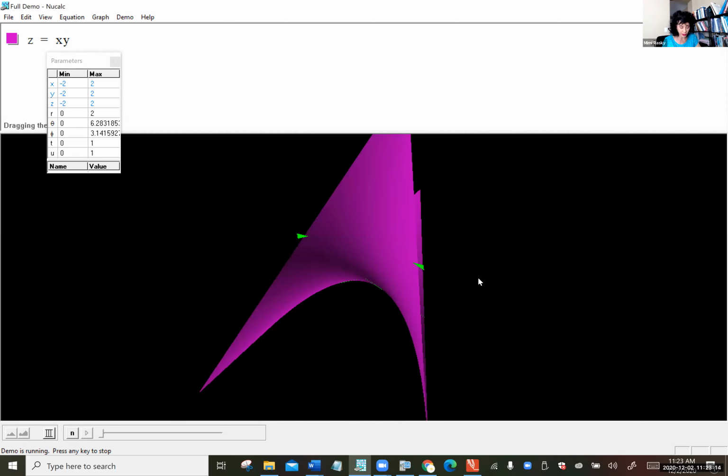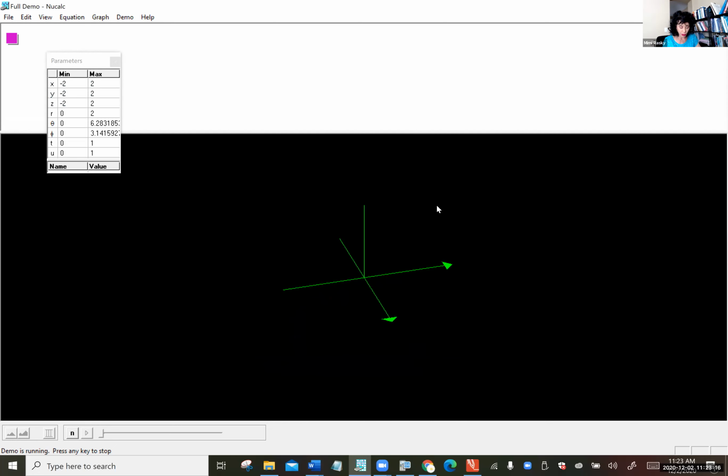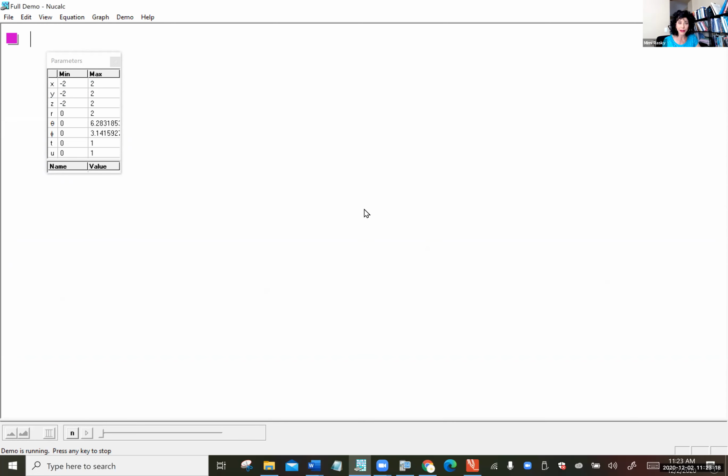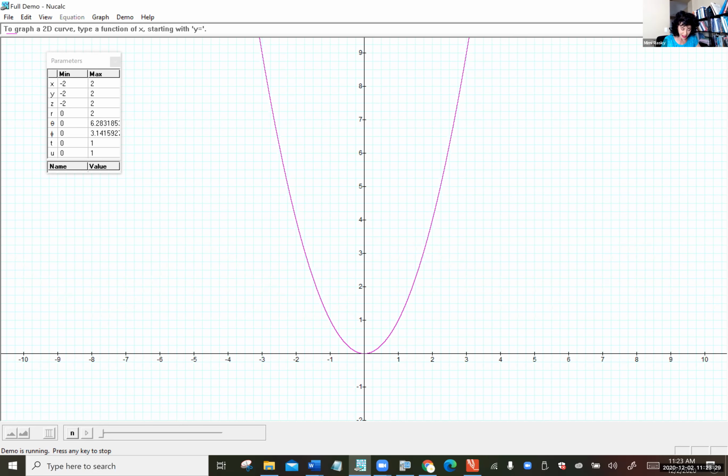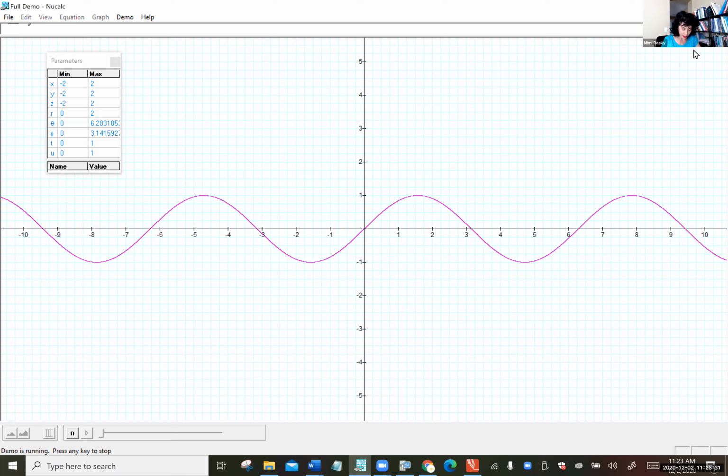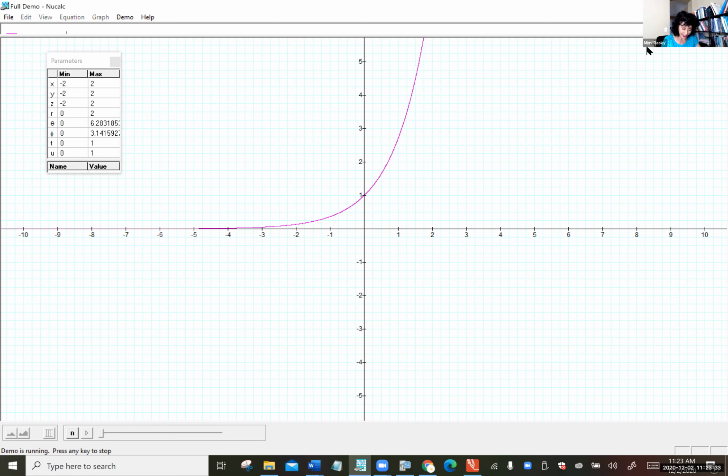Like this surface right here, z equals xy. Oh yeah, you're going to be doing that in Calc 3. Get excited, people. And then of course you can graph boring stuff like mx plus b. Who cares about that? Y equals x squared. Who cares? Or something like an exponential equation. Oh, it looked like I accidentally stopped the demo.